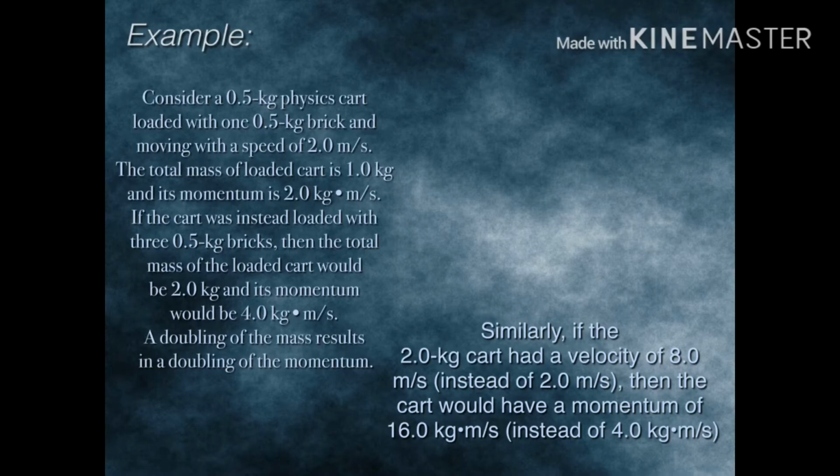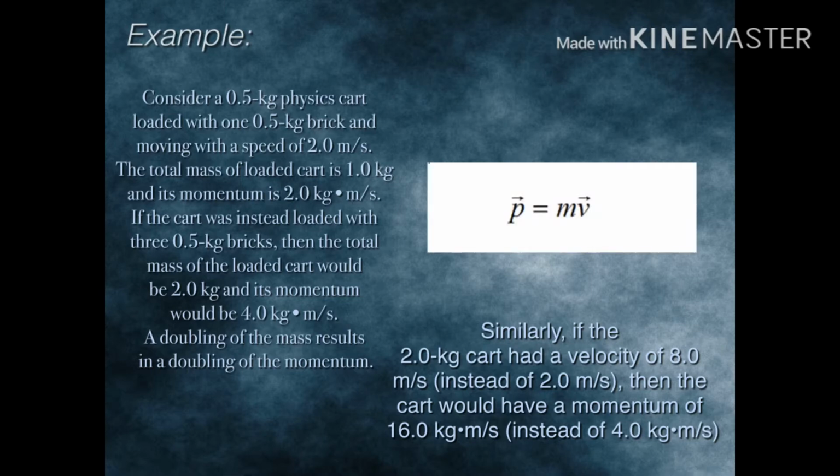Similarly, if the 2 kg cart had a velocity of 8 meters per second, then the cart would have a momentum of 16 kg meters per second.